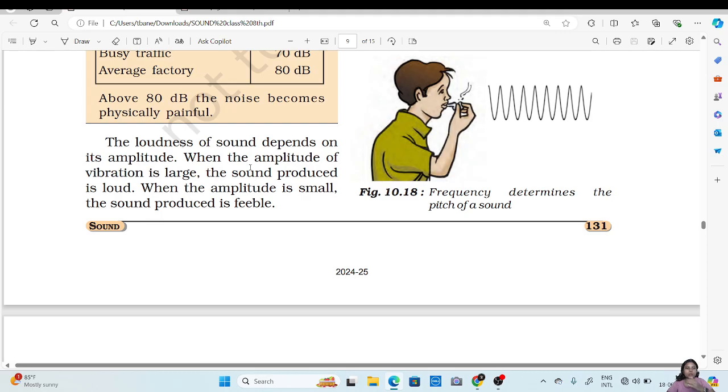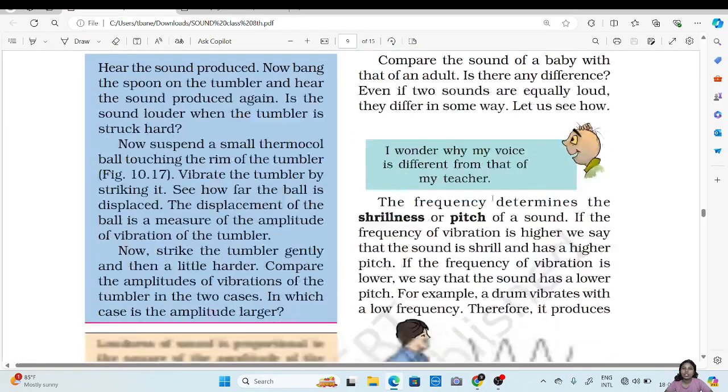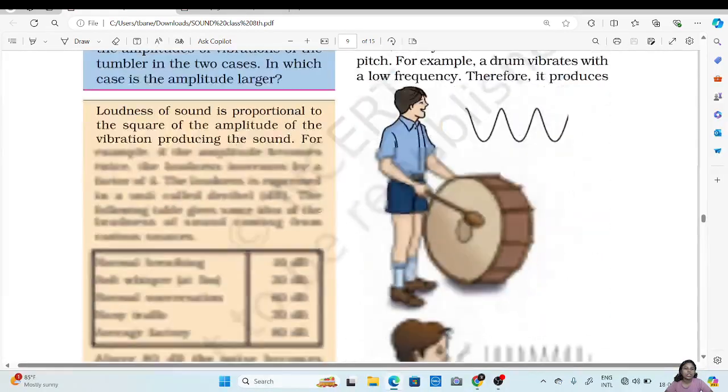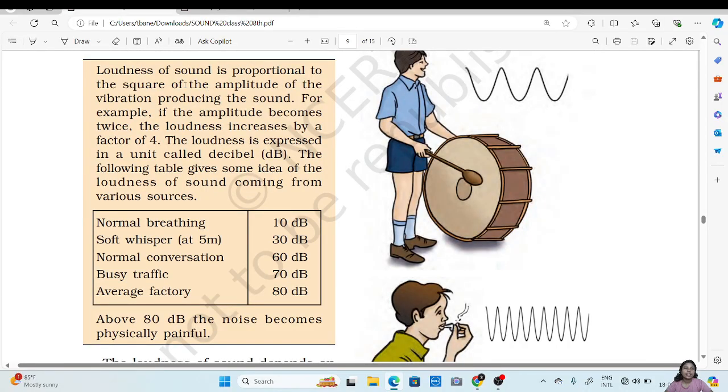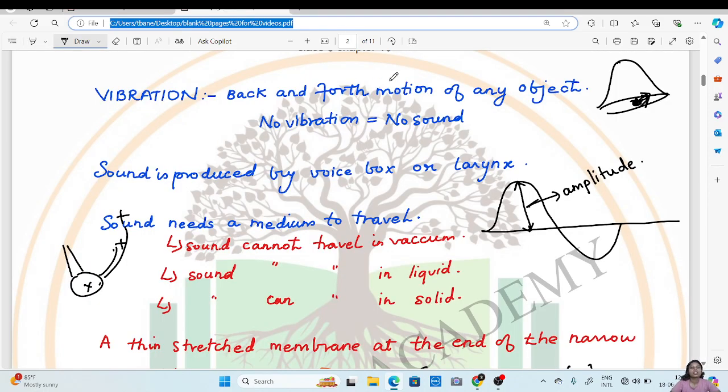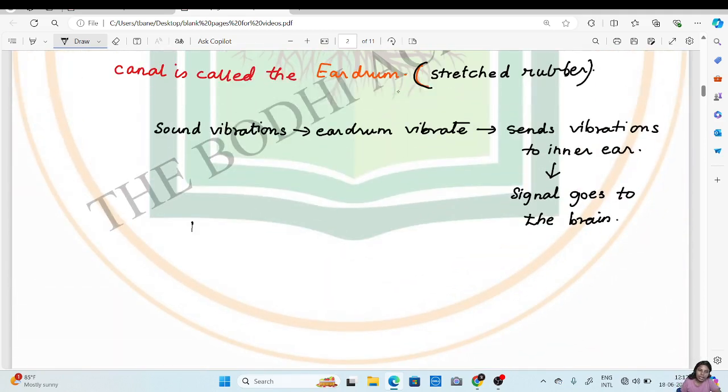So the loudness of a sound depends on its amplitude. When the amplitude of vibration is large, the sound produced is loud. So the more the amplitude of the vibration, the more is the sound produced. When the amplitude is small, the sound produced is very feeble. Feeble as in it is very slight or very faint that you can hear. So now compare the sound. To understand these terms, see here. What it says is that loudness of any sound is directly proportional to the square of the amplitude.